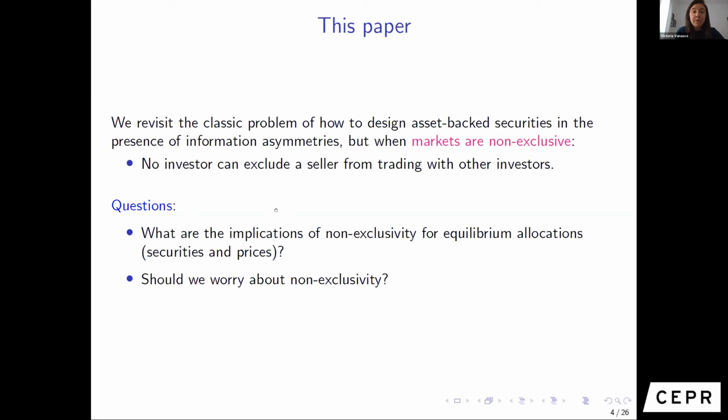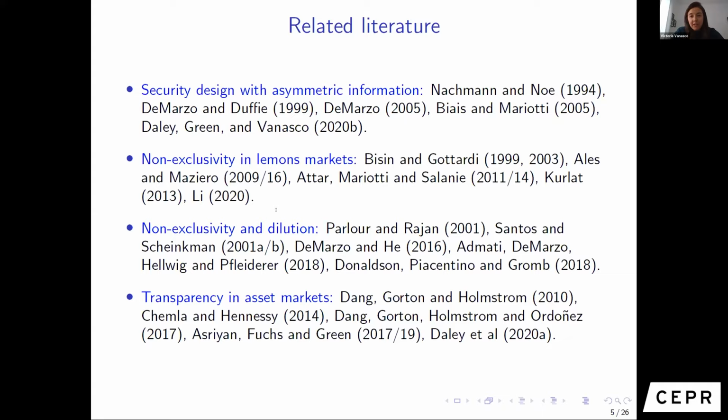So the paper relates to a lot of literatures. My view is that it connects the literature on security design with asymmetric information with the literature on non-exclusivity in markets for lemons. Our contribution to the literature on security design with asymmetric information is to think about the design of securities in a world where you can issue different securities to different buyers without them being able to observe this.